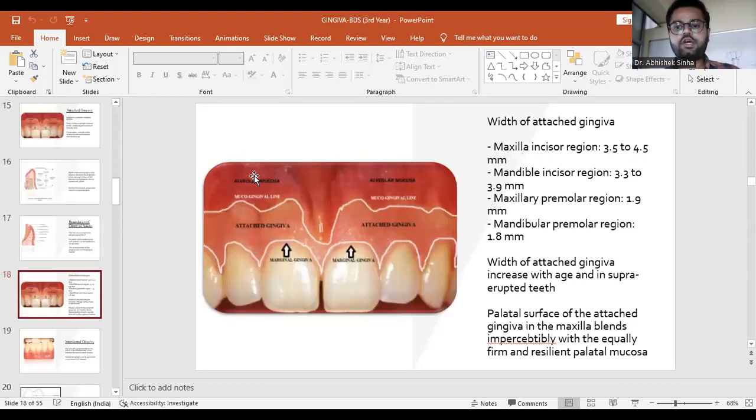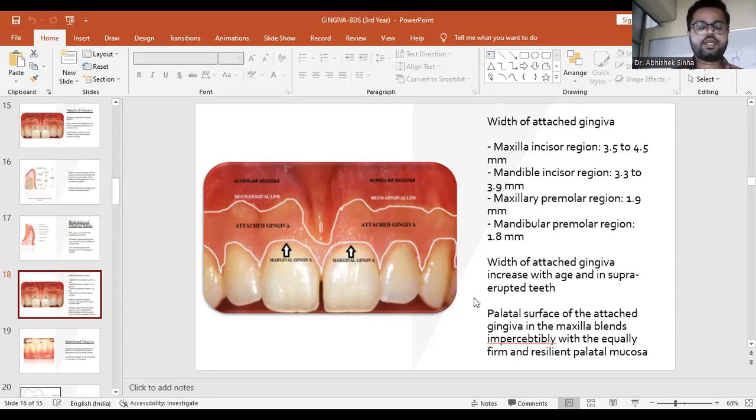Width of attached gingiva. Now, this is again very important. You need to know the various attached gingiva widths. In the maxillary incisor region, it is 3.5 to 4.5 millimeters. In the mandibular incisor region, it is 3.3 to 3.9 millimeters. In maxillary premolars, it is 1.9, and so on and so forth. You need to remember all these. You need to really mug up all these values, right?